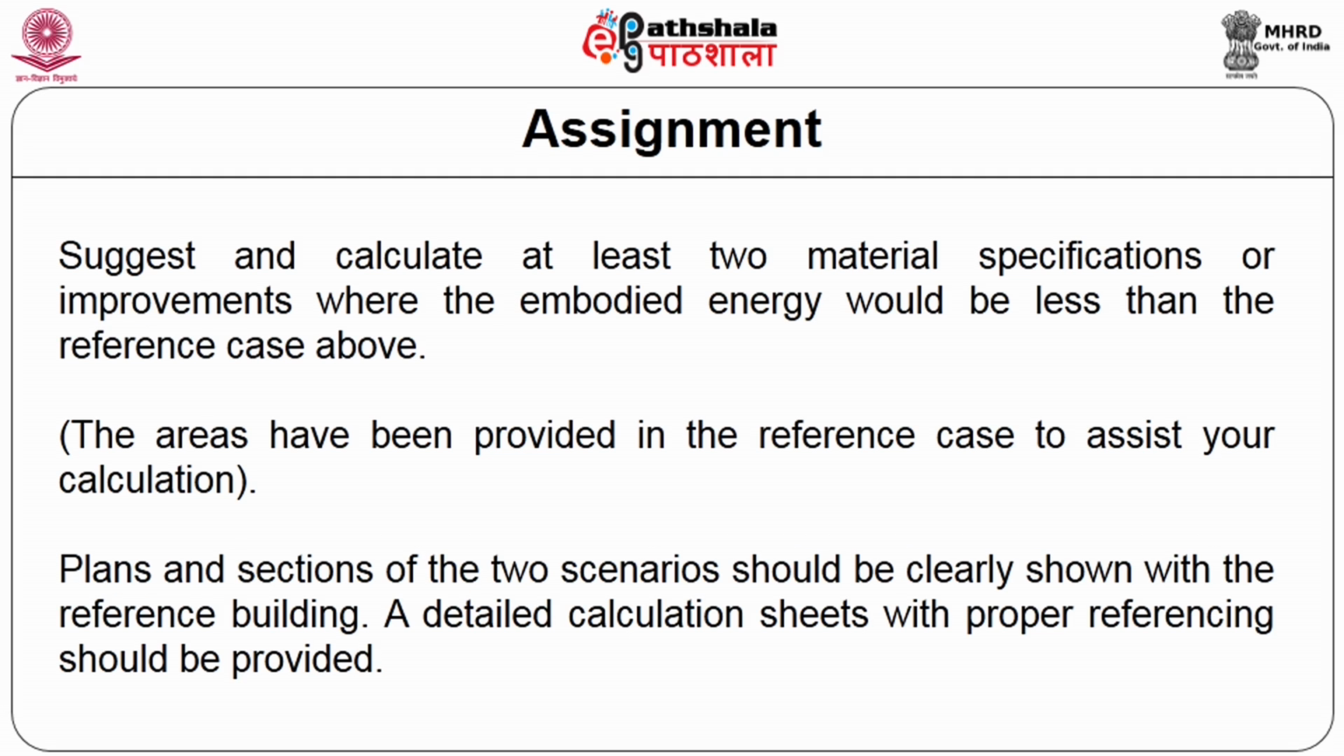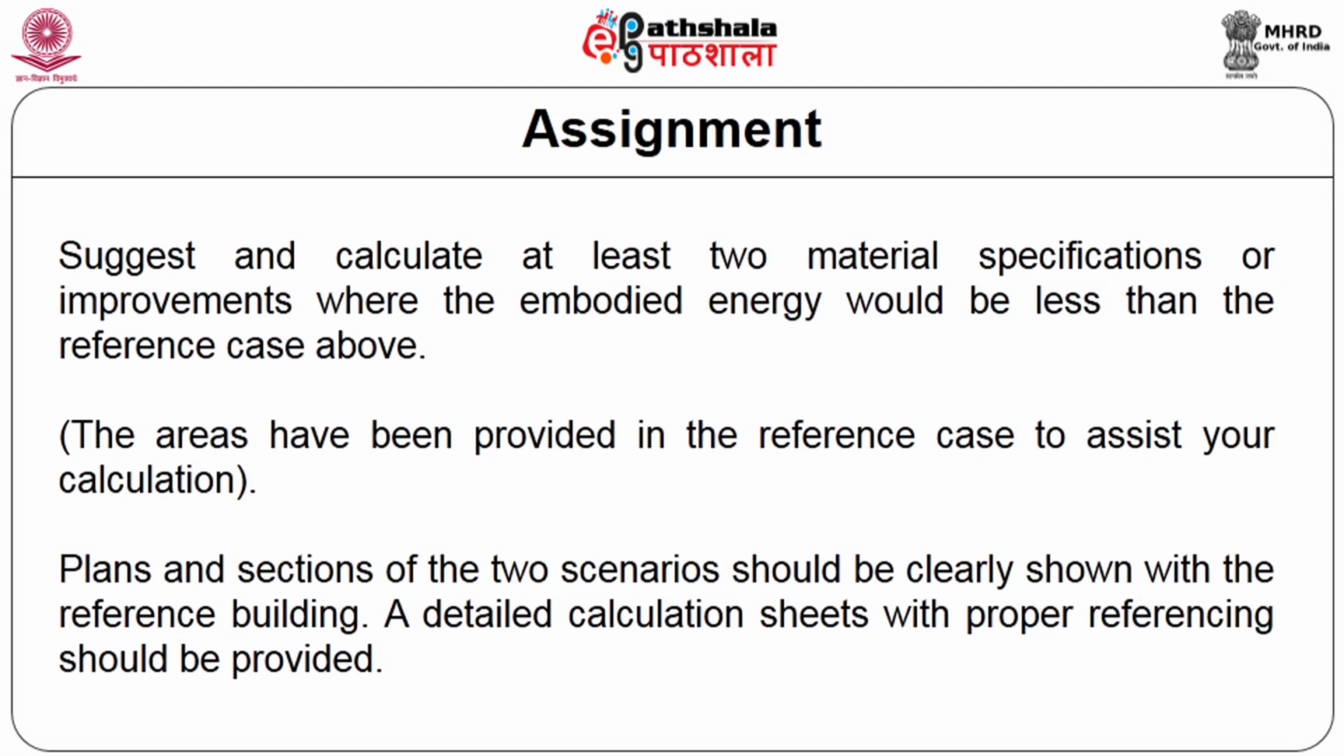To make it more interesting and easier for you to understand, what we suggest is you calculate at least two material specifications or improvements where the embodied energy would be less than the reference case above. What I mean is, we have given you a base case reference, that this is what the total embodied energy of the building would be. Now we would like you as students to take up a small assignment where you try to reduce this base reference to a lower value.